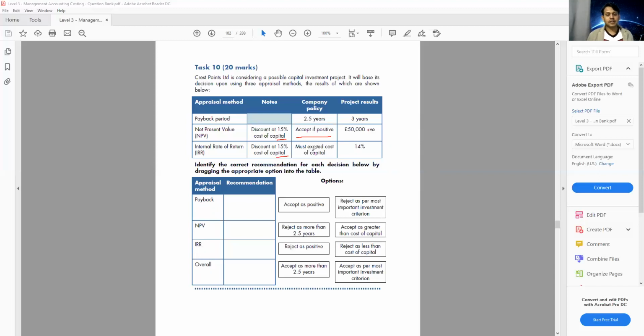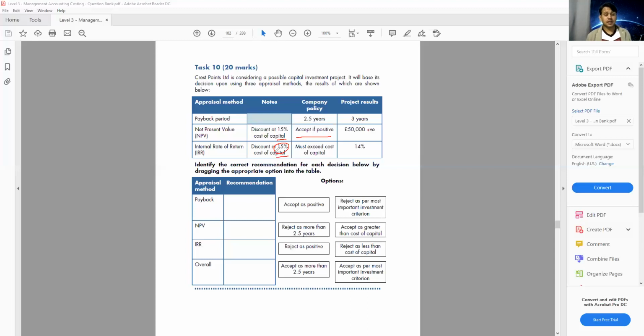For IRR, the company policy is that it must exceed the cost of capital. The company cost of capital is 15%, so our return has to be more than 15, because our cost is 15. If we get less than 15, we'll be in a loss. We have to make sure we get more than 15, so at least we can pay the cost and have some money for ourselves.